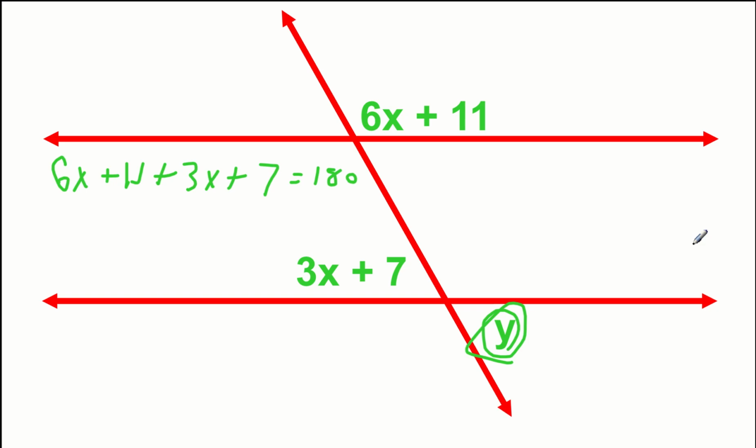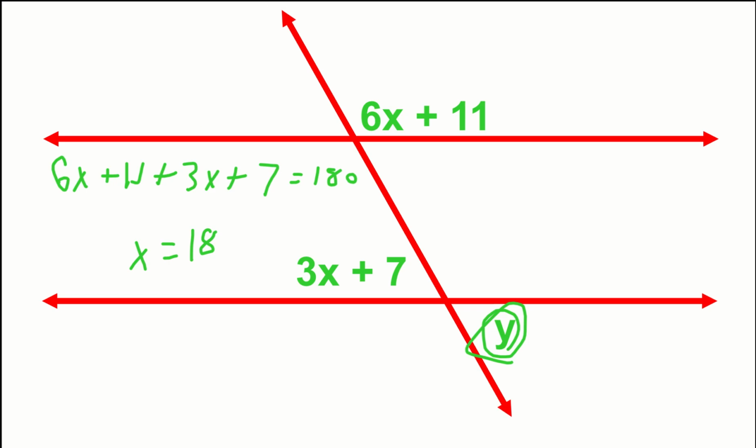What's x equal? No, not 8. Yeah. So we got x equals 18. Anybody not sure how we got the 18?